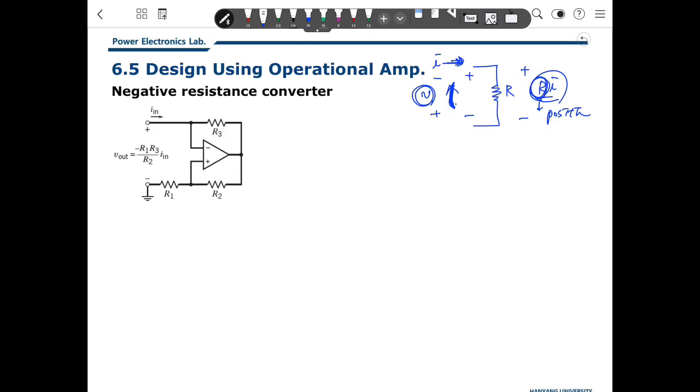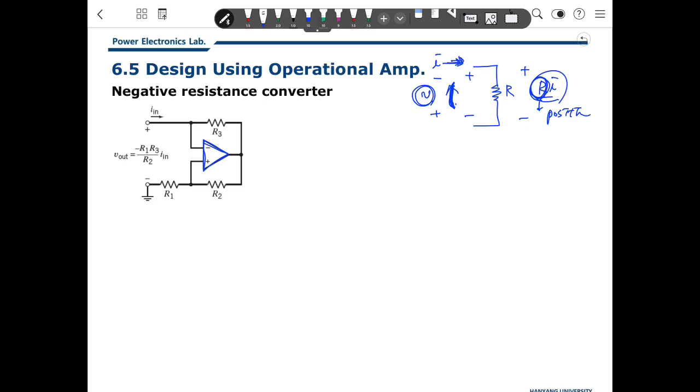Actually, in a passive element, negative resistance is impossible. It is impossible. Negative resistance means the resistance supplies the power. So negative resistance is actually another name for a power supply, the voltage supply. Anyway, we can design the circuit with an op-amp. It looks like a kind of negative resistance. So you can design here.